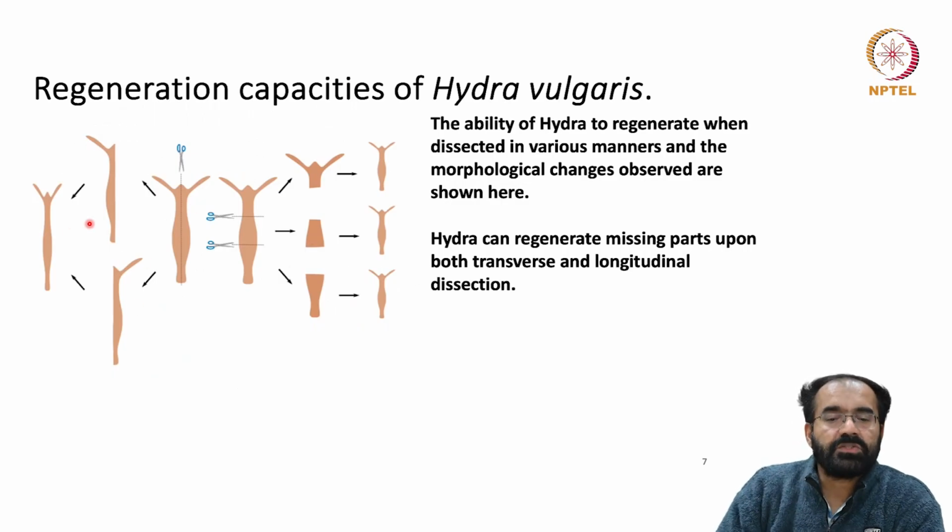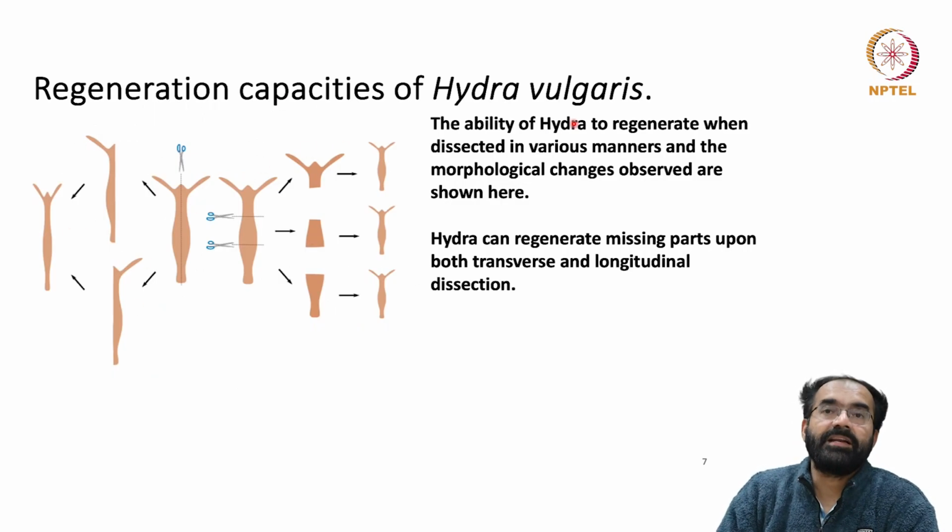So if you look closely, the regeneration capacity of hydra, here a Hydra vulgaris, which is a species. The ability of hydra to regenerate when dissected in various manners and various morphological changes observed are shown here. See, this is a hydra as you can see here, and one scissors picture is given. Normally in a food packet you will see a scissors symbol. That means that is the place where you should cut it. Same way, if you cut it through this plane, left half and right half, the left half produced the right half. What this right half did, it produced the left half.